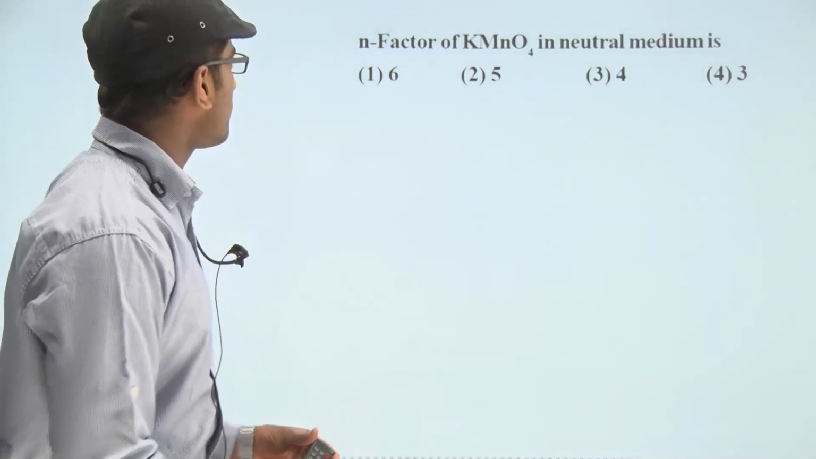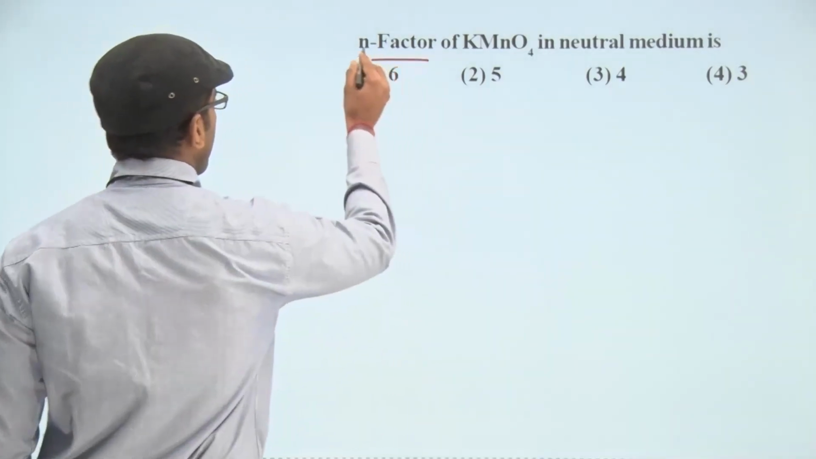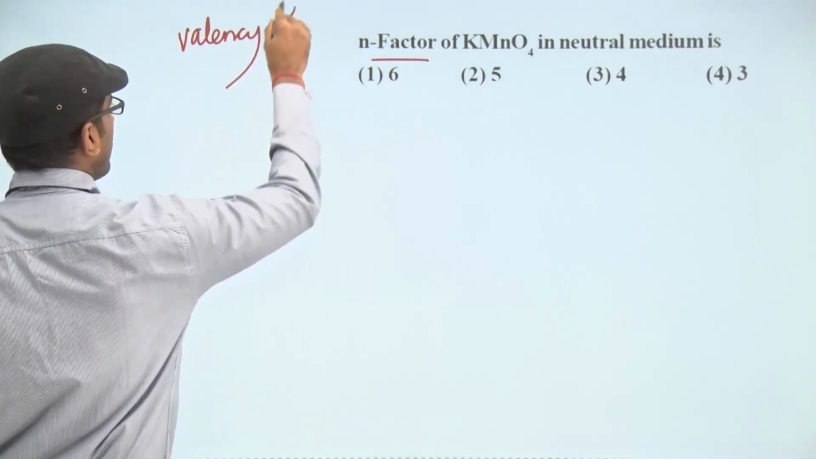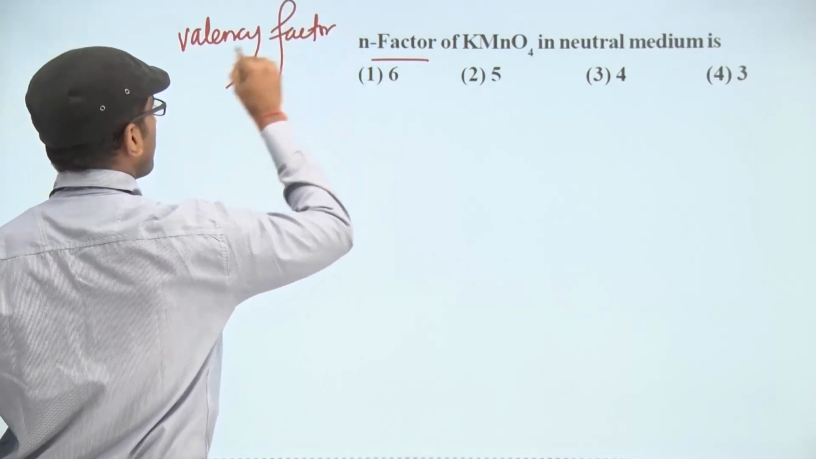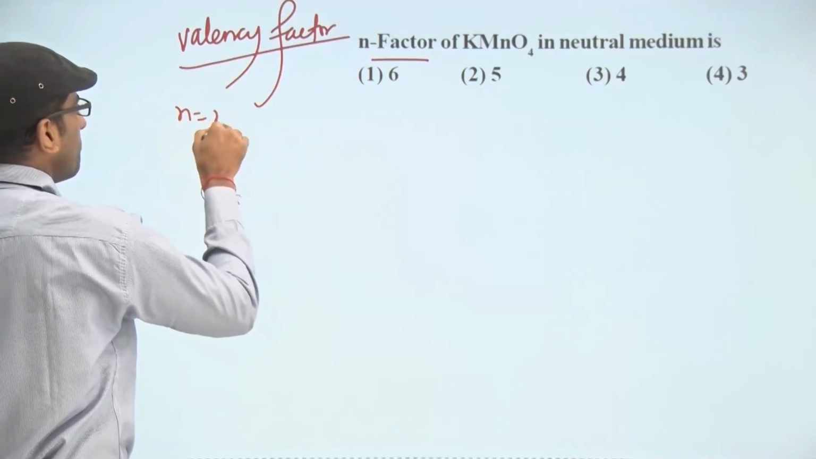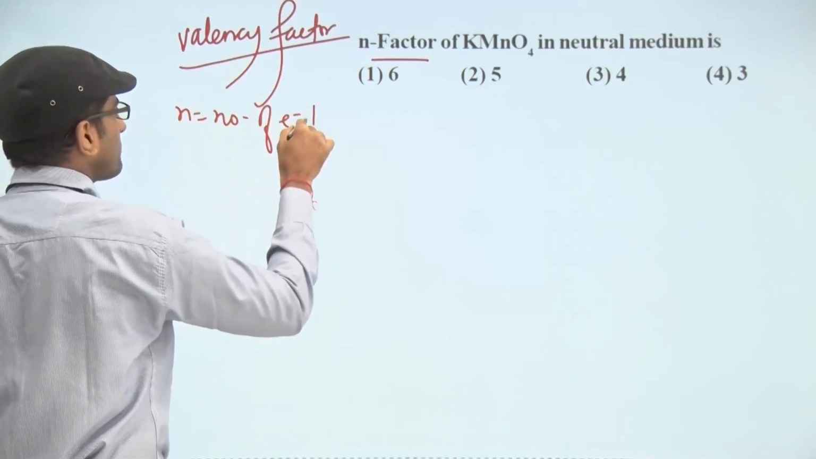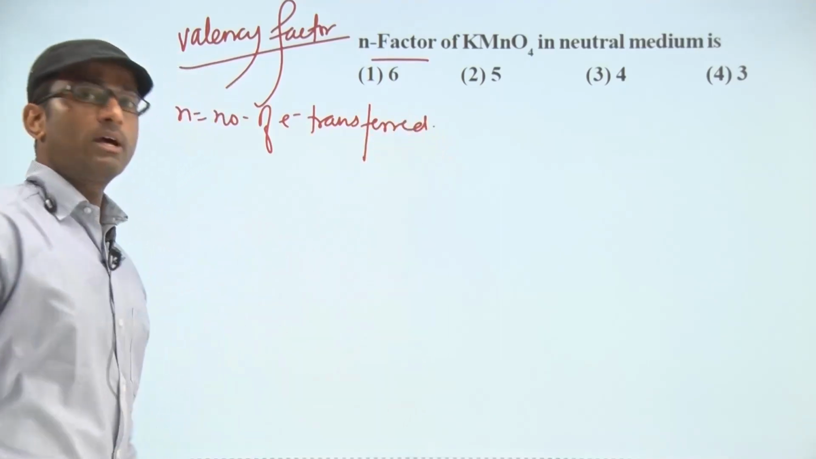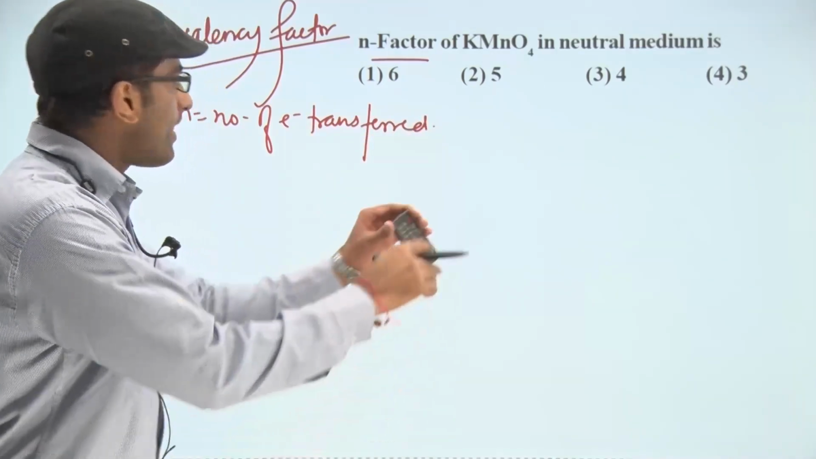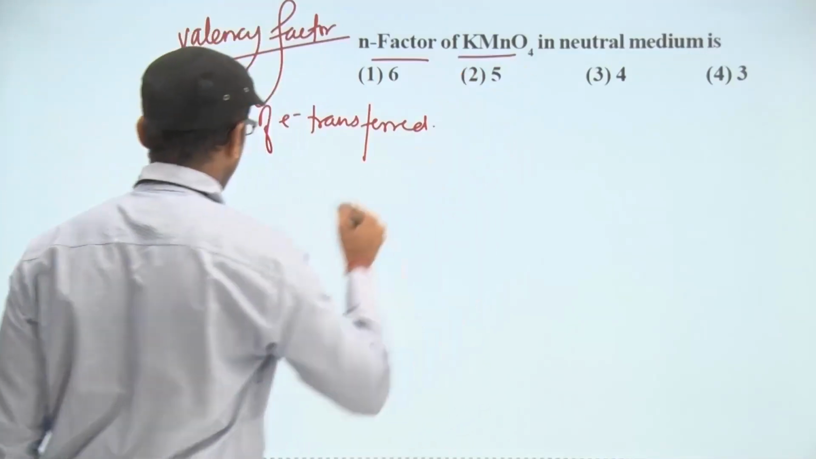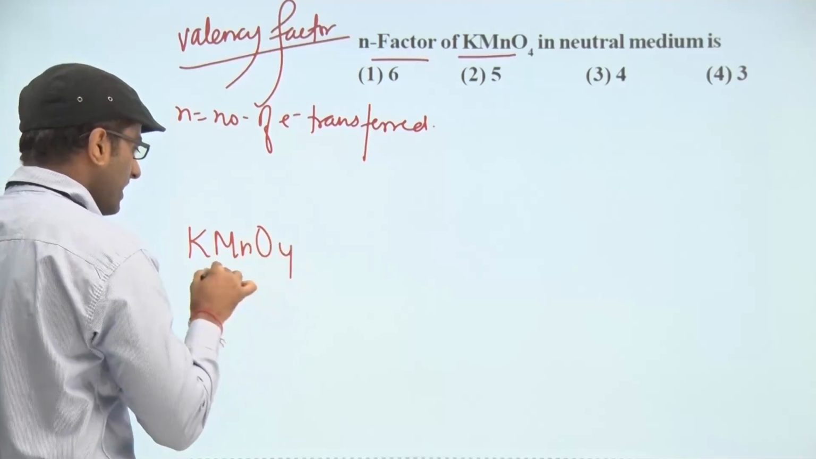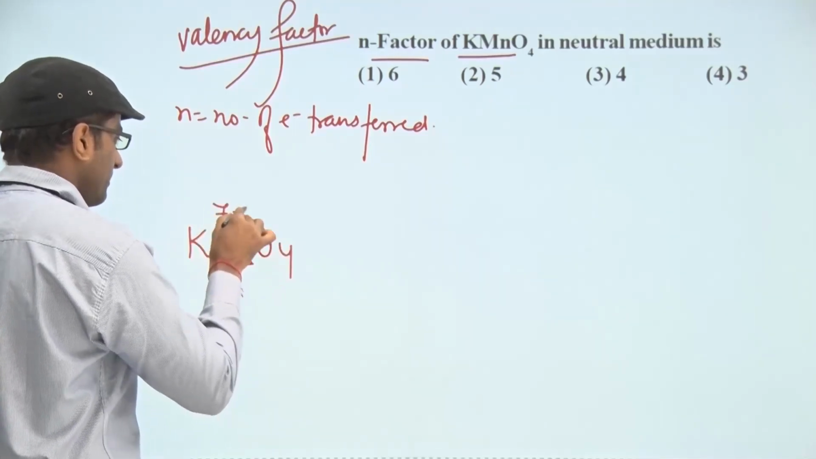Ashwin, this question is asking about the n factor, famously known as the valency factor. Here n equals the number of electrons transferred during a particular redox reaction. So the n factor of KMnO4, potassium permanganate, where the charge on the manganese is plus 7.